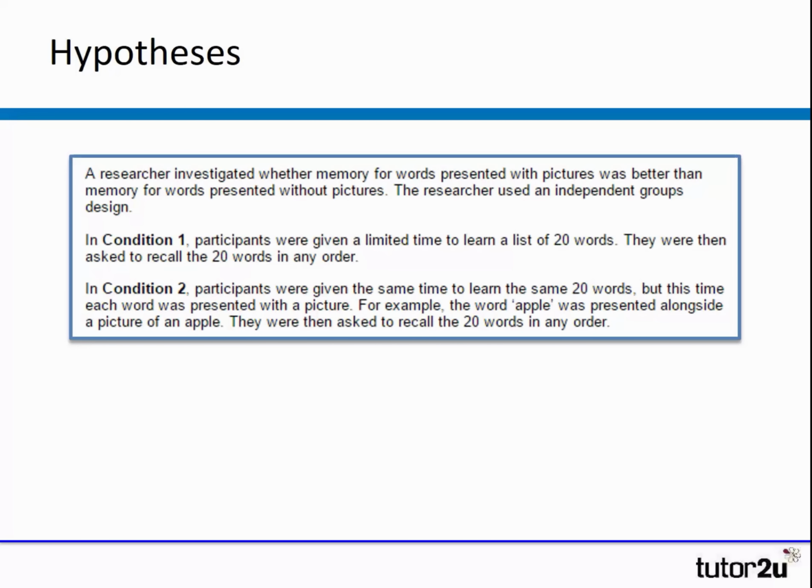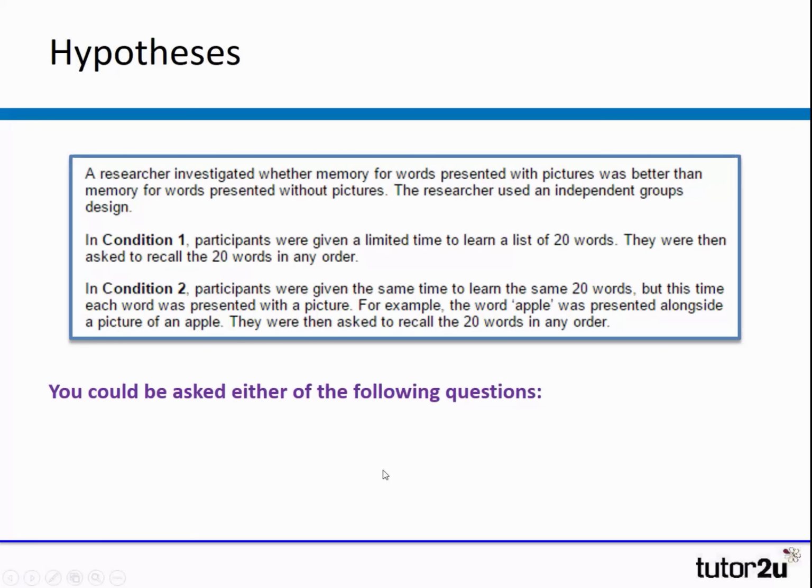A researcher wanted to investigate whether memory for words presented with pictures was better than memory for words presented without pictures. The researcher used an independent groups design. In condition 1, the participants were given a limited time to learn a list of 20 words. They were then asked to recall the 20 words in any order. In condition 2, participants were given the same time to learn the same 20 words, but this time each word was presented with a picture. For example, the word apple was presented alongside the picture of an apple. They were then asked to recall the 20 words in any order.